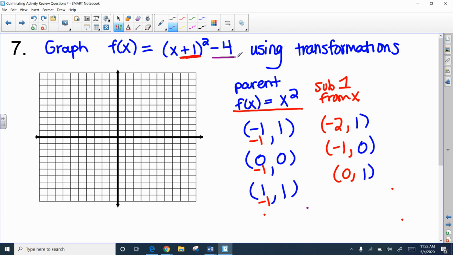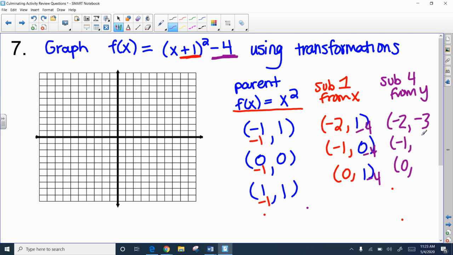Okay, now this -4 on the outside affects the outputs. So that's going to affect the y values. So for that one, we're going to subtract 4 from y. Things that affect the y, we do the operation that we see. So I'm subtracting 4 from all the y's. So my x values are not changing in this step, -2, -1, 0. My y values are -3, -4, -3.